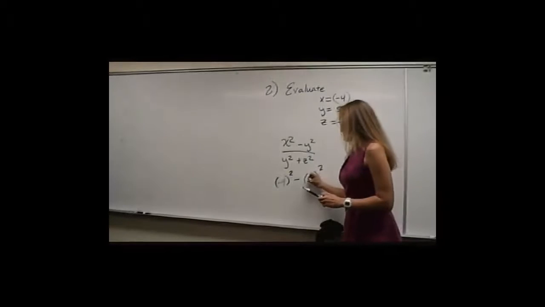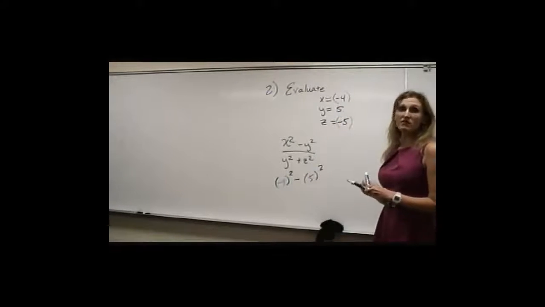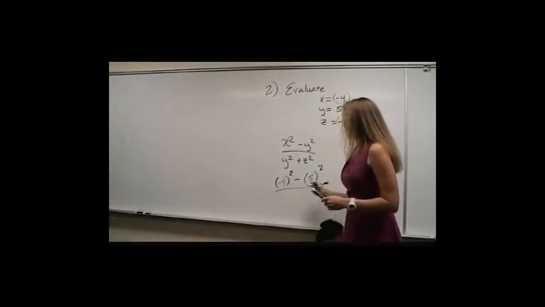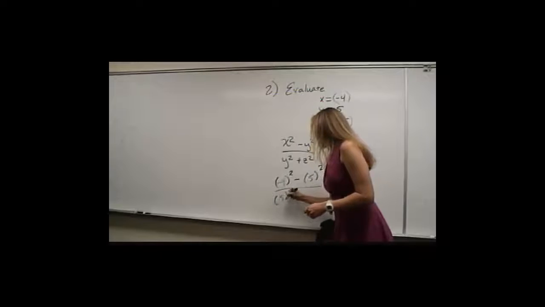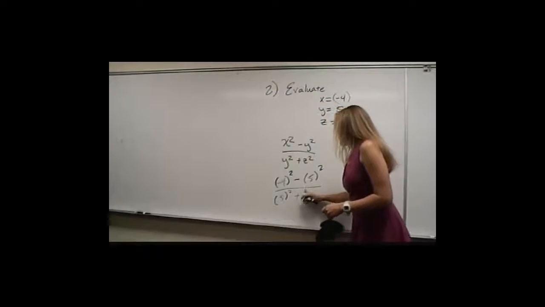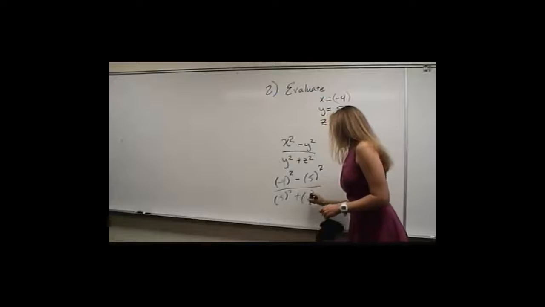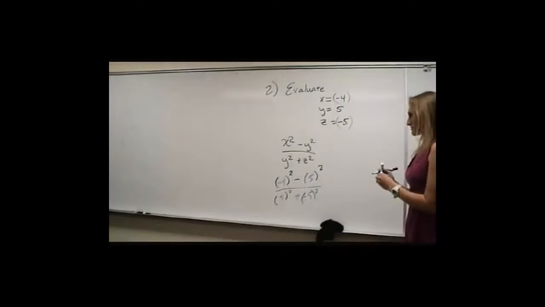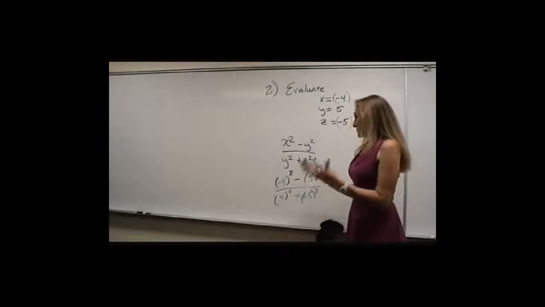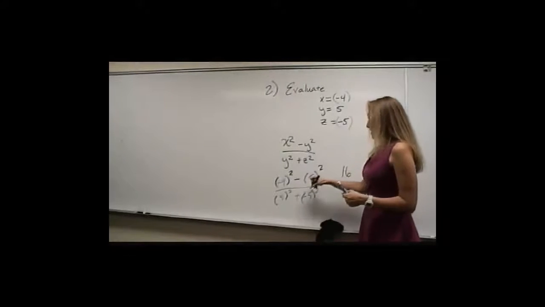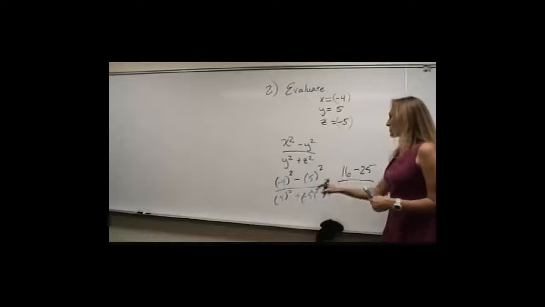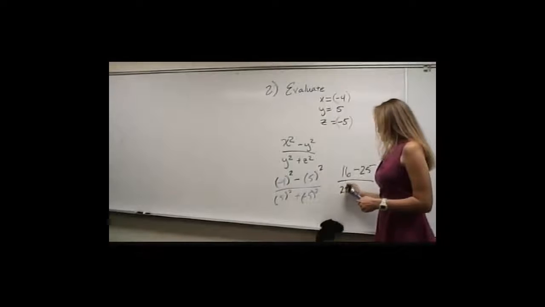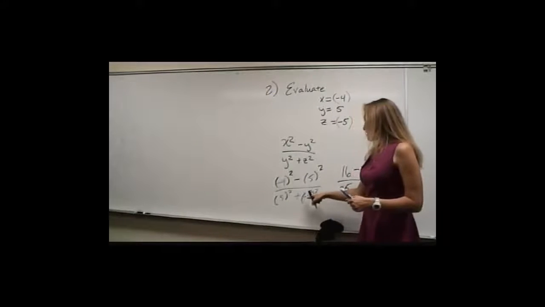I'm going to put parentheses around here even though it's of no consequence because the 5 squared is still going to be 5 squared. Then I'm going to divide by y squared. So I have a 5, and then it's squared, and plus z squared. Now I'm going to put my -5 in right there. So -4 in parentheses squared is +16, and then 5 squared minus 25 over 5 squared, 25, and then plus, and this is -5 squared.